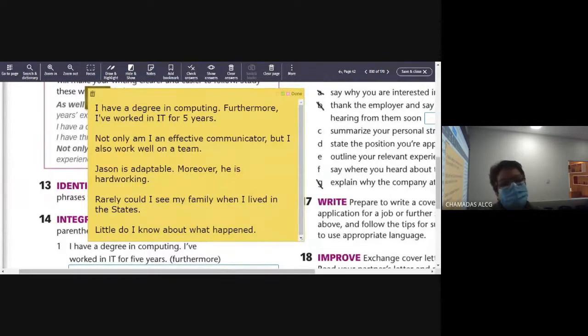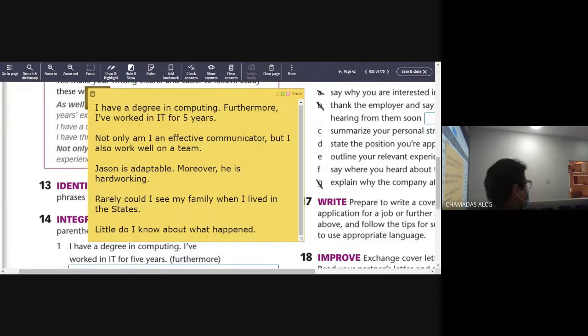It's different, yes, but I need to use that in tests, for example, especially those exams that you do, right? Prep exams or entry exams for college, there is always a question using a negative adverb or a negative linking word in the beginning of a sentence. Then you have to invert the sequence. You have to use question form, okay? Little do I know, rarely could I say, not only am I, okay, guys, so on and so forth.